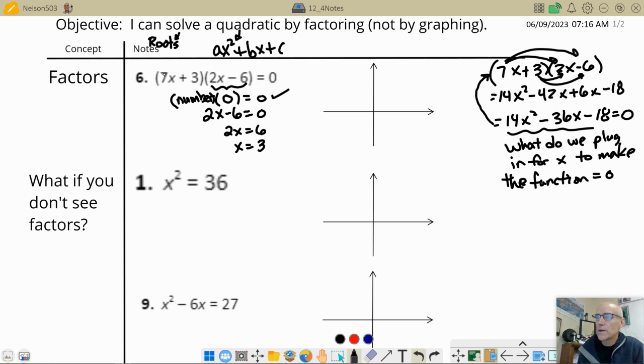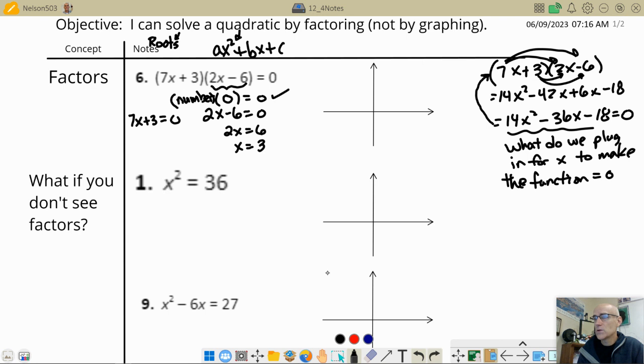Okay, so we've got 7x plus 3 over here. I'm going to set it equal to 0 also, because if I had 0 here, all of this stuff was 0. Who cares what this is? Because 0 times anything is 0. That's called the zero product property. We don't need to worry about that right now, but it's a pretty cool feature of 0. 0 times anything is equal to 0.